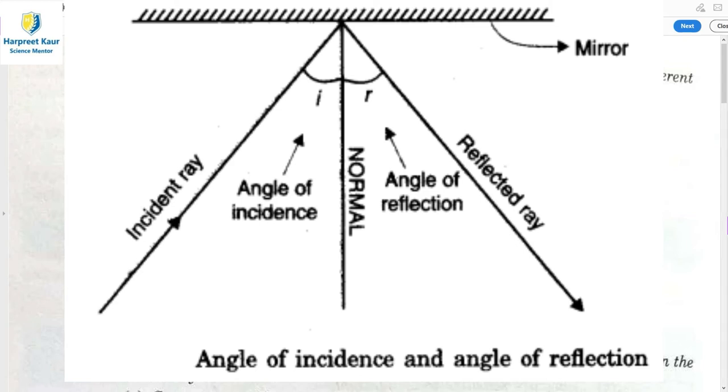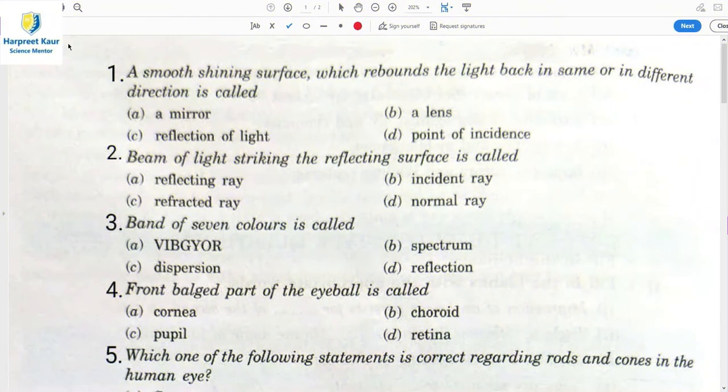A smooth shining surface which rebounds the light back in same or in different direction is called. So what is the smooth shining surface called? That is in which a regular reflection takes place.